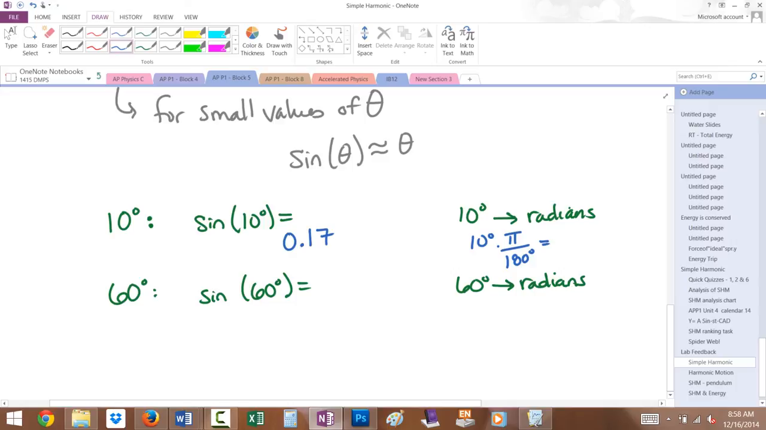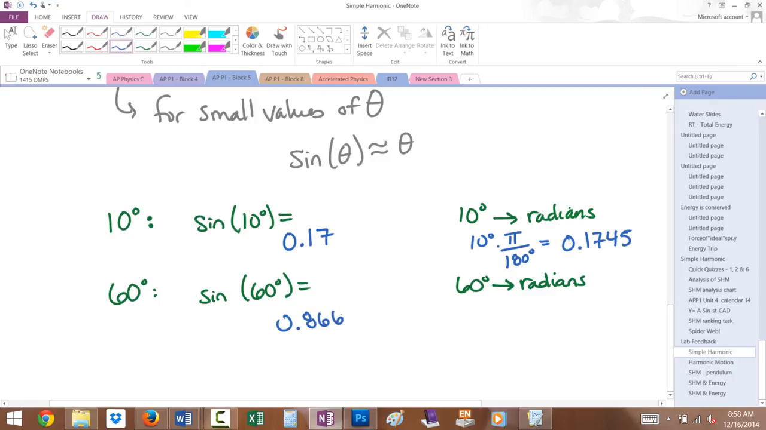What did you get for 10 converted to radians? 0.17. 0.17 what? 0.1745. What do you think about those two values? Are they kind of close? Yeah. I mean, that's what, thousandths place? That's not bad. All right. And what'd you get for the sine of 60 degrees? 0.866025, something. And Esteban, what did you get for this one? 1.04. What do you think? A little bit different? A little bit close? Okay.